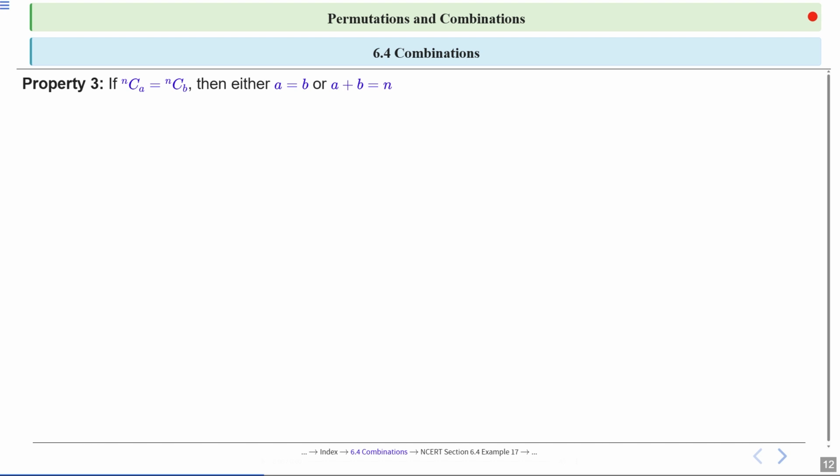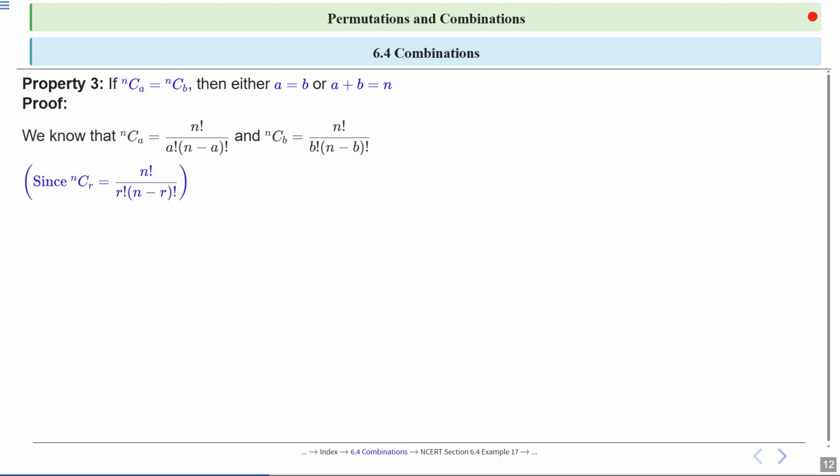Now we will discuss property 3 of combinations, which states that if nCa equals nCb, then either a equals b or a plus b equals n. So let's prove this property. We know the formula nCr equals n factorial upon r factorial times (n minus r) factorial. So nCa equals n factorial upon a factorial times (n minus a) factorial, and nCb equals n factorial upon b factorial times (n minus b) factorial.